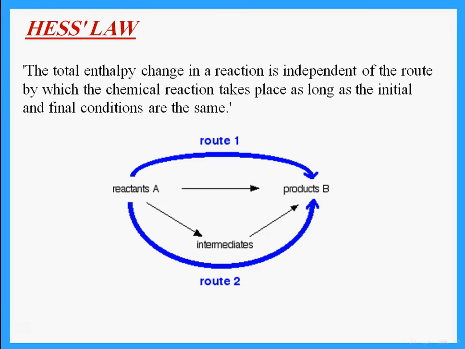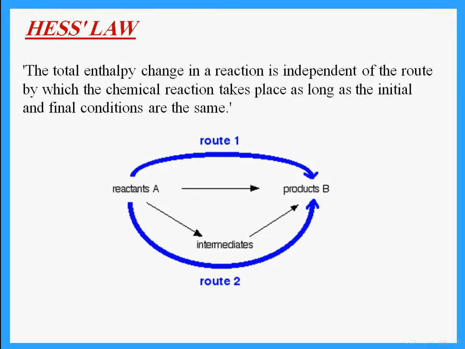Sometimes, if we're not measuring them under standard conditions, then the equations should not apply and we get a wrong answer. Okay, now another method of getting the delta H would be through Hess's law. And Hess's law says the total enthalpy change in a reaction is independent of the route by which the chemical reaction takes place as long as the initial and final conditions are the same.